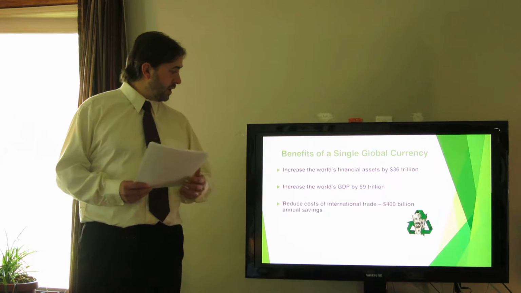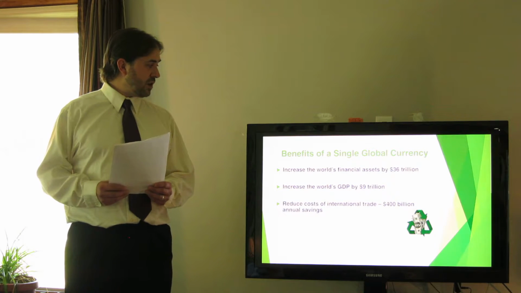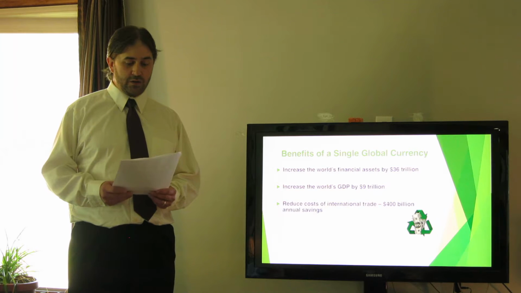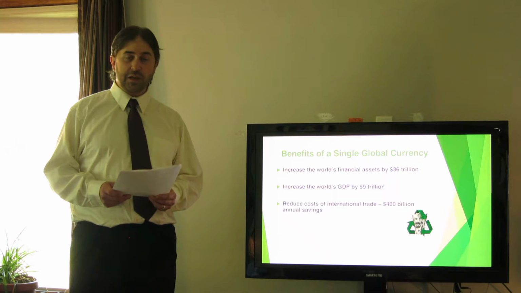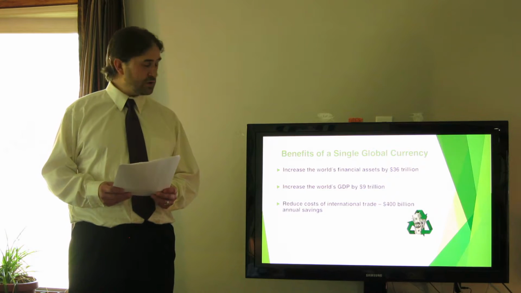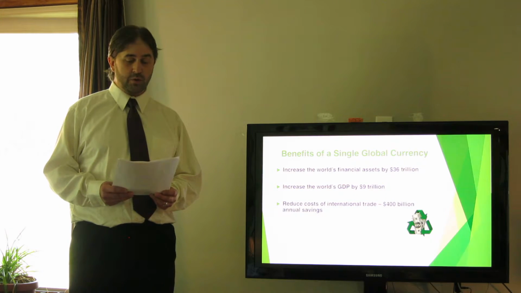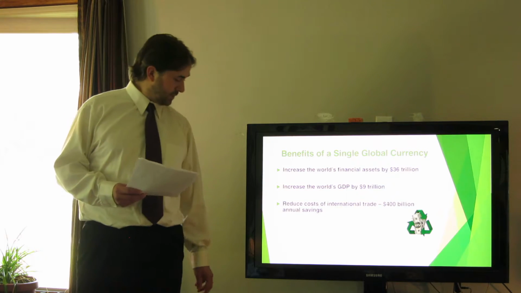Moving on, another wonderful benefit of the use of a single global currency would be reducing the cost of international trade. Currently, there are 147 different currencies used by the 192 member nations of the United Nations. What this results in is an estimated annual cost of $400 billion simply due to the different values of all the different currencies. By issuing a single global currency, this annual cost would be completely eliminated because there would be no need to trade values of currencies anymore.